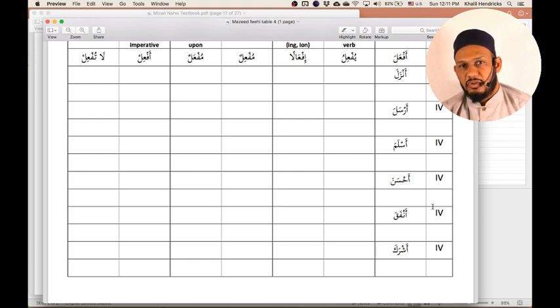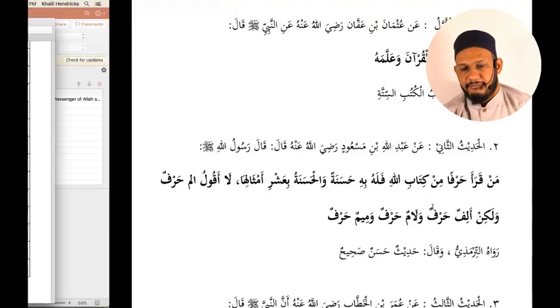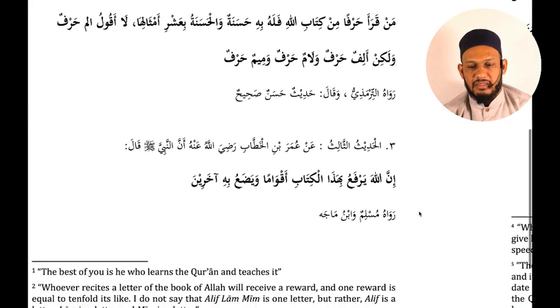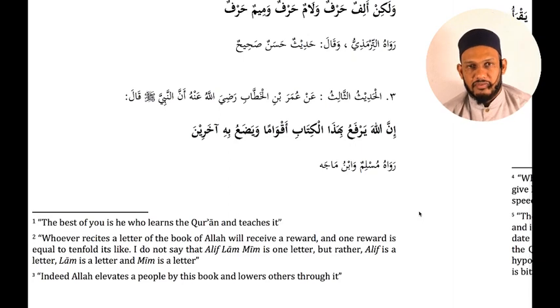The hadith has been sent to you in your WhatsApp now, so you can check it in your WhatsApp. Hadith number 3 from the words from the screen or from your page.